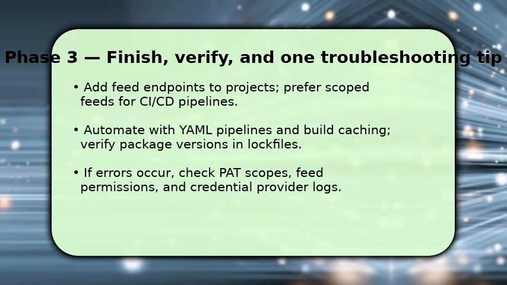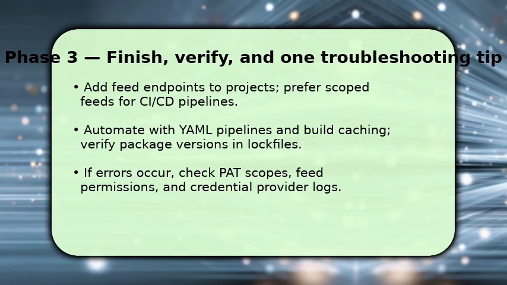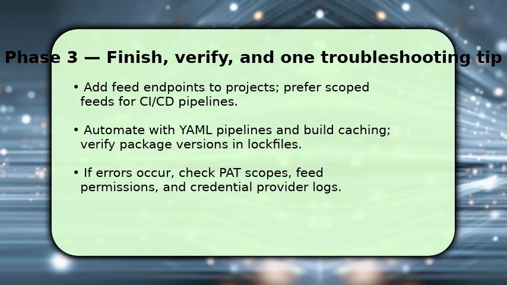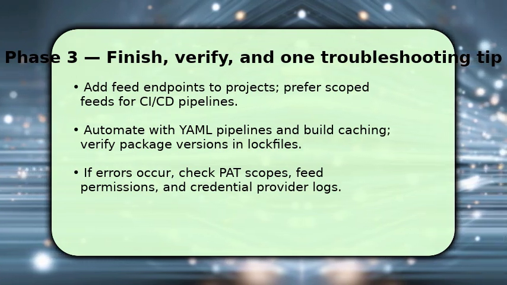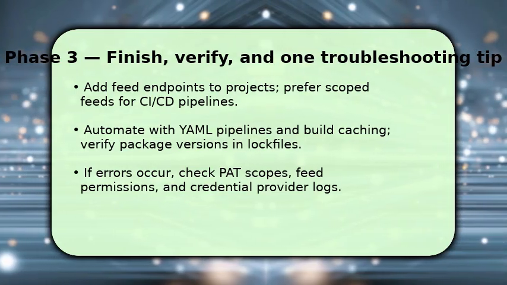If something goes wrong, start with basic checks. Confirm PAT scopes and expiration, validate feed permissions, and inspect credential provider or pipeline logs for authentication errors. This single troubleshooting step resolves most common failures.